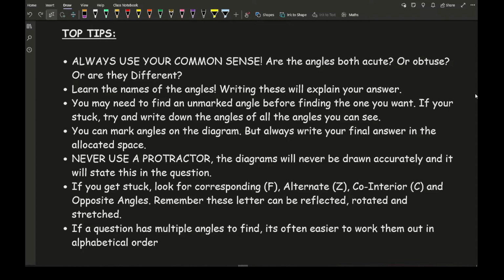And also the last one, if a question has multiple angles to find, it's often easier to work them out in alphabetical order. So if you've got a question where it's asking you to find angles A, B and C, or X, Y and Z, then have a go at working out what X is first, then Y, then Z, or A, and then B, and then C. Usually it's not essential that you do this, but generally the angles will be connected. So it's a lot easier if you do it in alphabetical order if a question has got multiple angles for you to find.